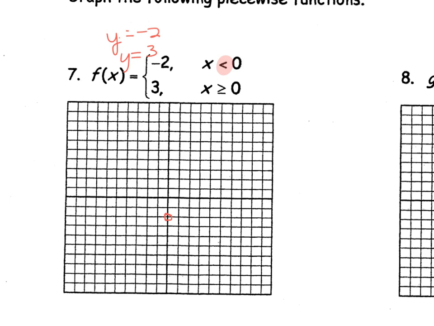And do I go to the right? No, because that's greater than 0. We don't want to do that. So it would be a horizontal line going to the left. Kind of got off a little bit there, but that is a horizontal line. Okay, when x is greater than or equal to 0, that would be a closed dot. You have a horizontal line at 3. So it looks like this. So this is your piecewise function.